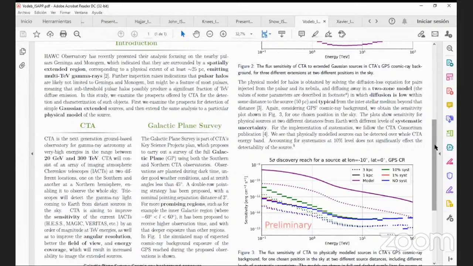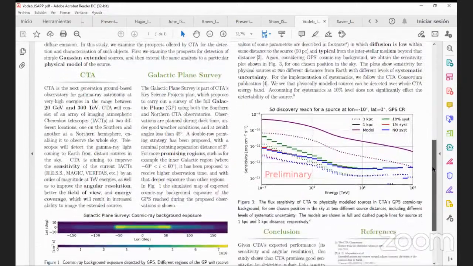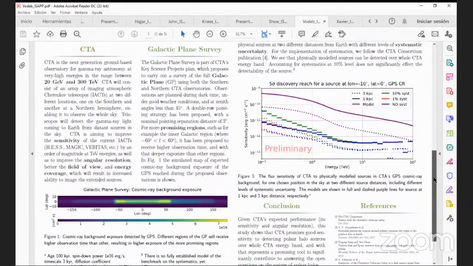In our calculation, we focused on using the proposed key science project plan of CTA called the Galactic Plane Survey, which proposes to carry out a survey of the full galactic plane using both the southern and northern CTA observatories. The observations are planned during dark time under good weather conditions and at zenith angles less than 45 degrees. For the observations, they propose a double row pointing strategy with a pointing separation distance of 3 degrees.